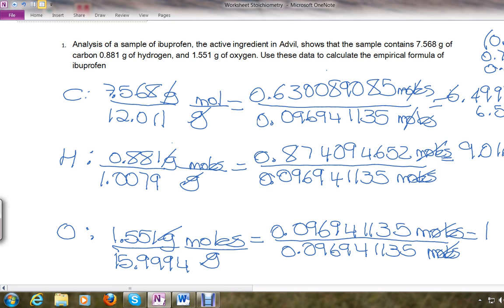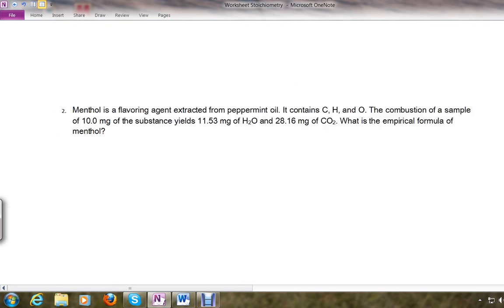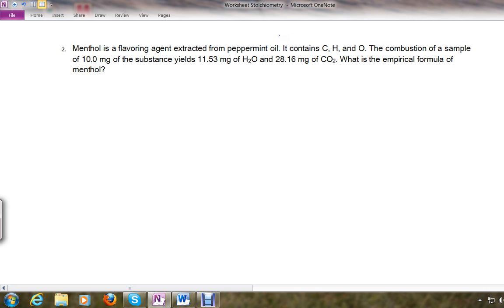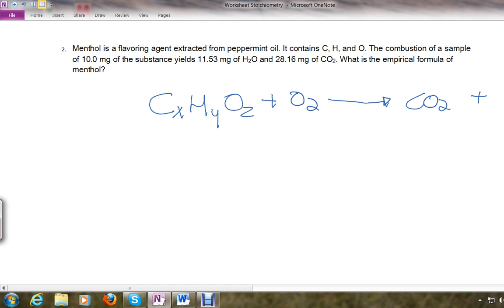Let's do the next one, the menthol problem. Menthol is a flavoring agent extracted from mint. It contains carbon, hydrogen, and oxygen. I like to put X, Y, and Z because that's what we're trying to find out. Even molecular, but now we're finding the minimum whole number ratio, which is the empirical. Plus oxygen, because it's a combustion, yields CO2 plus water. Now, one thing you don't know exactly.